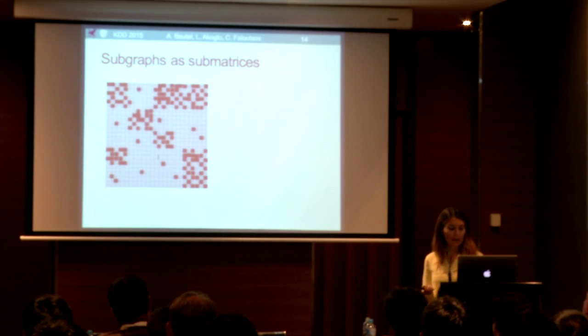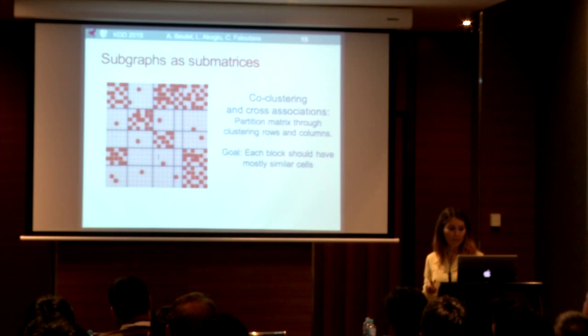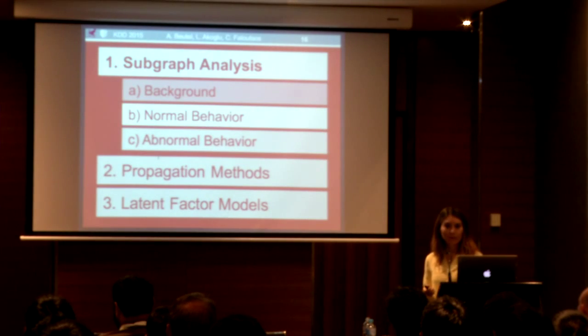And you may be interested in rearranging the rows and columns of the adjacency matrix in a smart way so that the patterns show up like this. There are a lot of dense cliques and dense bipartite cores and other sparse areas. This is called co-clustering or cross-associations. Okay, so that's it for background.